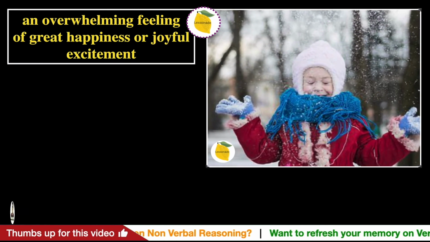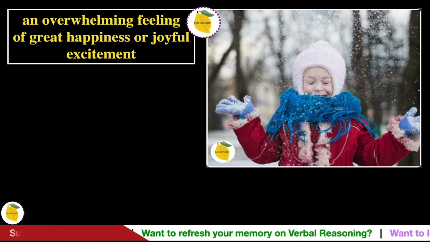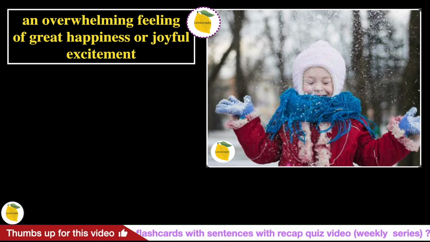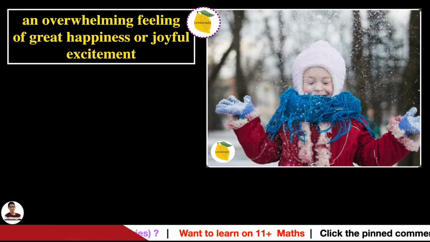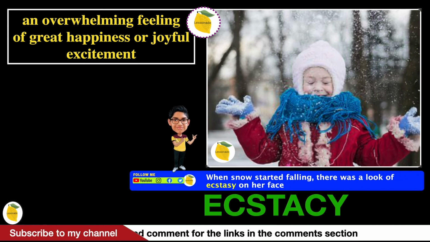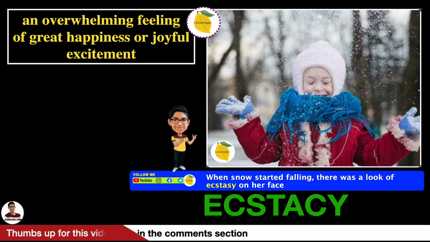The next one is an overwhelming feeling of great happiness or joyful excitement. In this picture we can see a person who has an overwhelming feeling of great happiness or joyful excitement, and therefore the word will be ecstasy. And the sentence for this word is, when snow started falling, there was a look of ecstasy on her face.